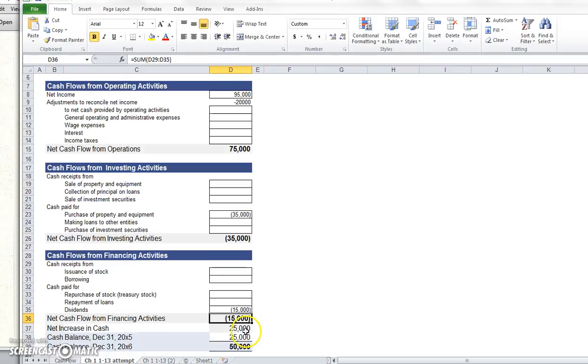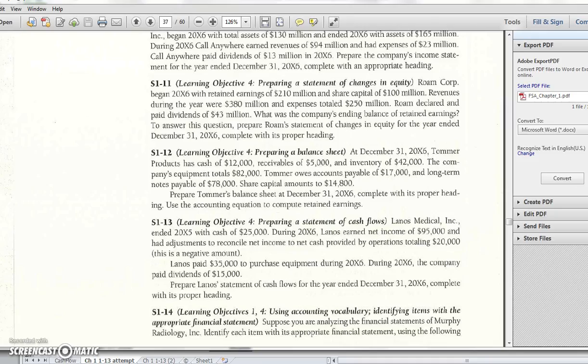So you began, so cash increased, 25. Add the cash balance at the end of the year, previous year, and so we've got 50. Let's take a look. Did we account for everything? Yes. So that's basically how you do your statement of cash flows.